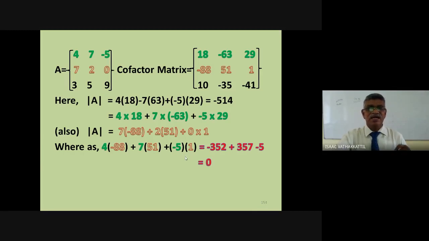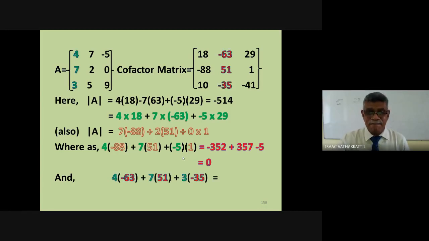I have taken elements from the first row and cofactors from the second row, value 0. You can take elements from the first column and cofactors from the second column. Again, 4 into minus 63 plus 7 into 51 plus 3 into minus 35. The value is going to be 0.